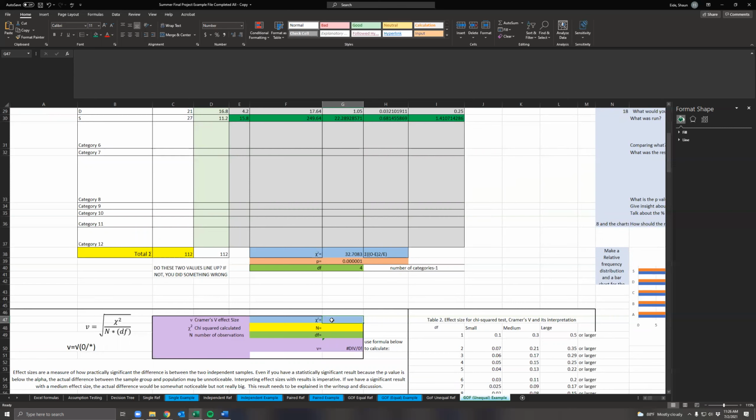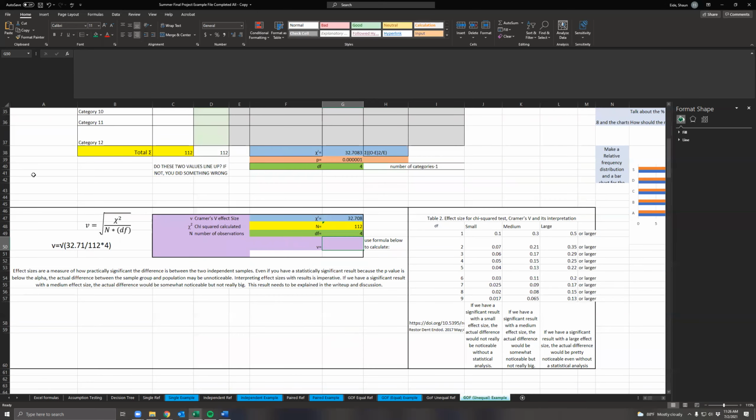So first of all, we're going to do equals. We're going to put the chi-squared value right there, the total number of observations, which is 112, and the degrees of freedom, which is 4. And so now we are going to calculate Cramer's V. The Cramer's V formula is right here.